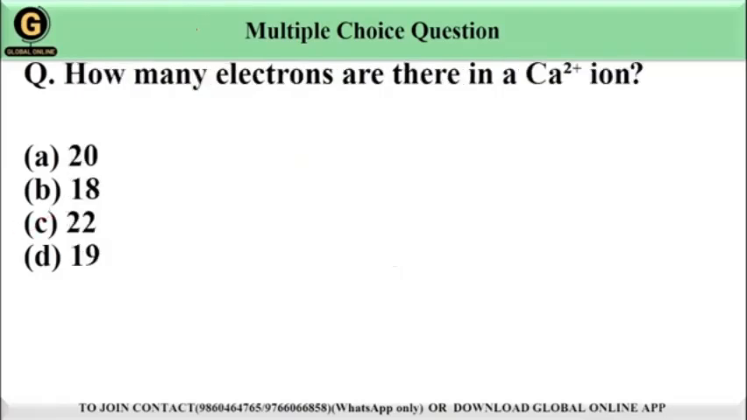electrons. Next question is, how many electrons are there in a calcium 2+ ion? Options are given. Option A 20, option B 18, option C 22, option D 19. So students, a neutral calcium atom has 20 electrons since its atomic number is 20. However, when it forms a calcium 2+ ion, it loses 2 electrons. Therefore, a calcium 2+ ion will have 18 electrons, that is 20 minus 2.